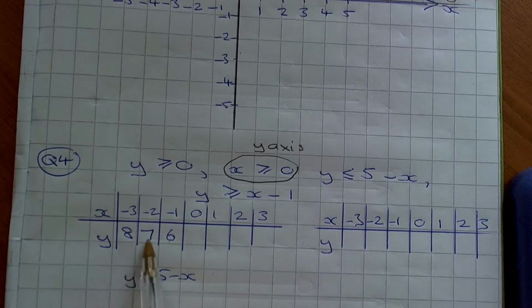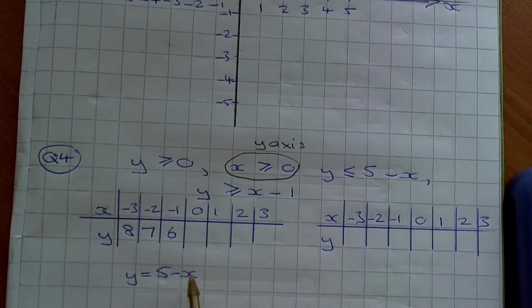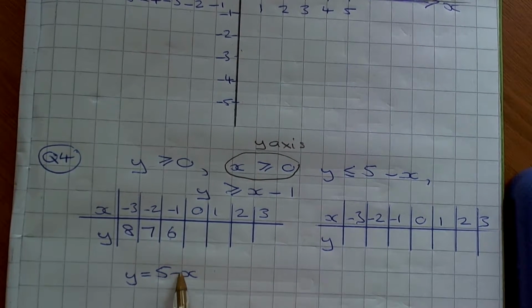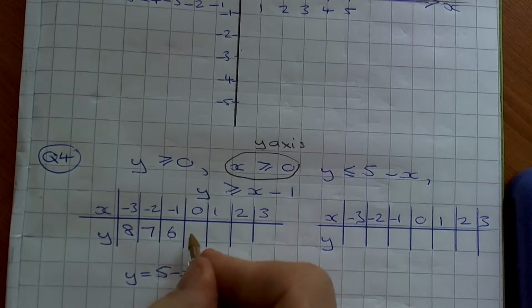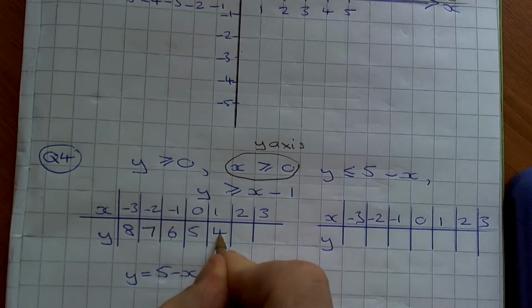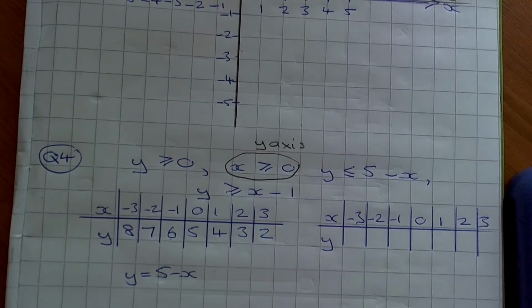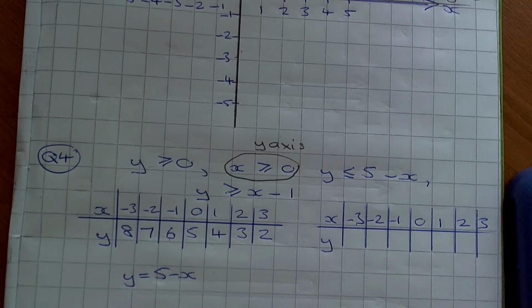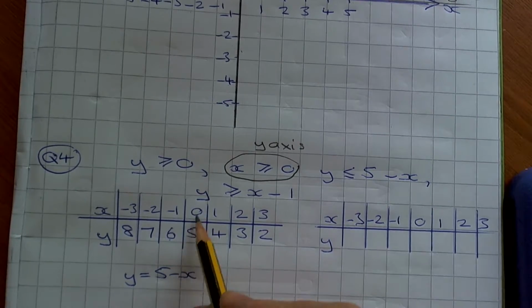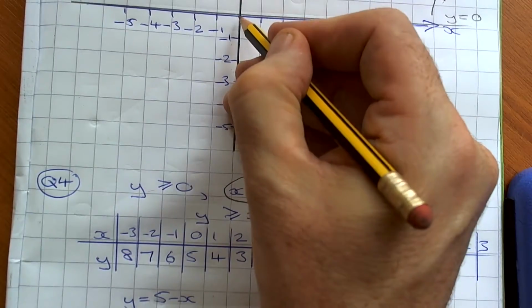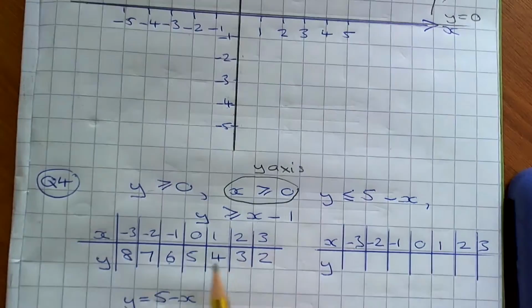As you can see in this, the numbers are going down 1 each time because the gradient of this graph is going to be -1, because there's a minus 1 in front of x. So this is going to be 5, 4, 3, 2. So if we plot a few of those points, let's go for 0, 5. So 0, 5, got that there.